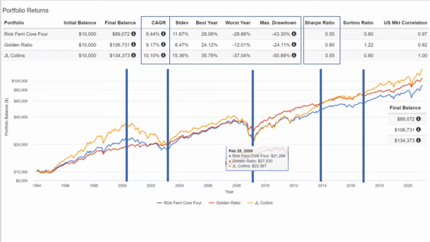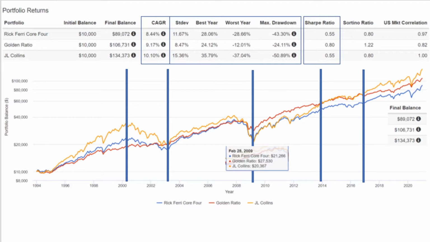So let's look at the volatility naman per portfolio. So as you can see, kung titignan mo pa lang yung graph, ang pinaka-stable na is the red line, right? So, yung pinaka-volatile is the yellow one and the medium volatility is yung blue. So, tingnan natin yung stats nila. Yung standard deviation ni Rick Ferry Core for the blue line is 11.67% na standard deviation. So, medyo mataas na volatility to. The Golden Ratio has an 8.47.